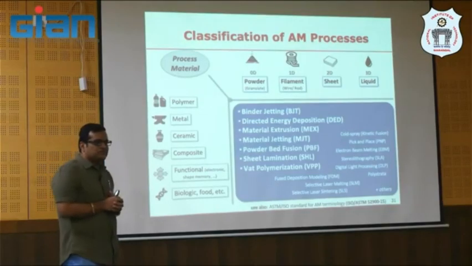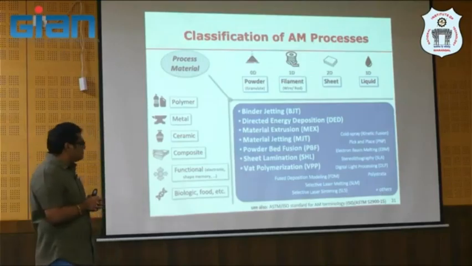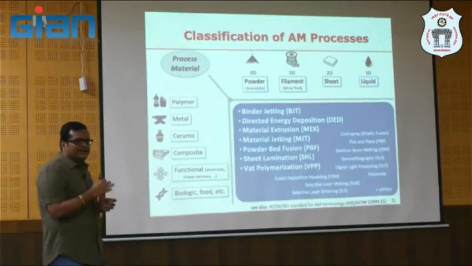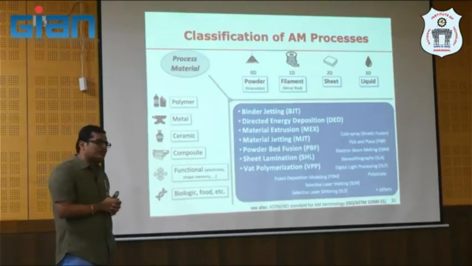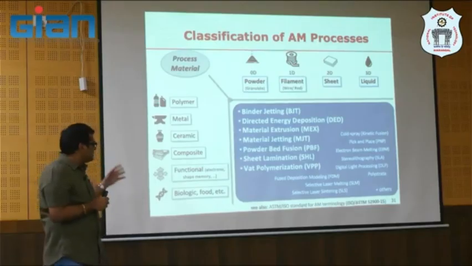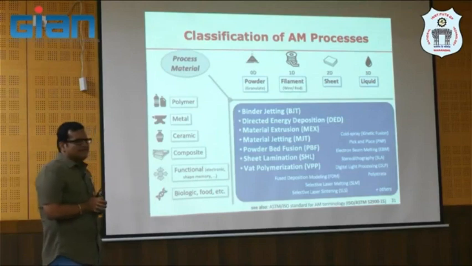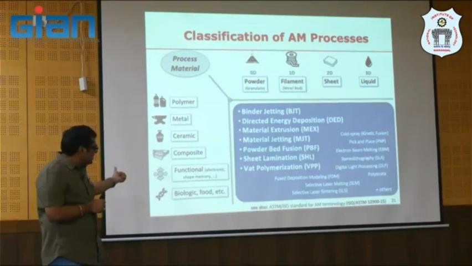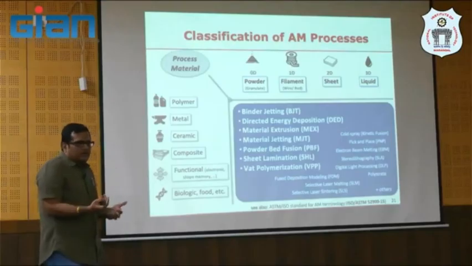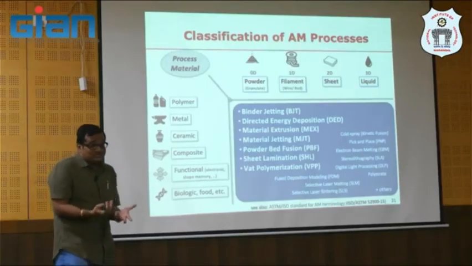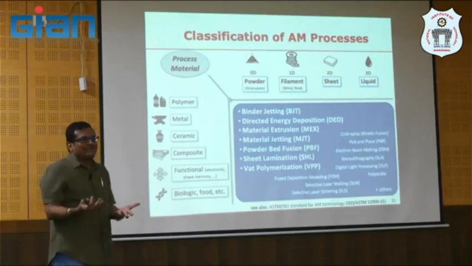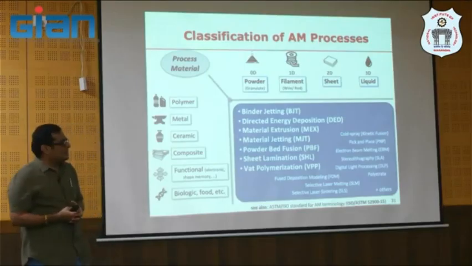And ceramics, of course, you can 3D print. Composites, again, it may be fiber reinforced or metal matrix, right? So you can always do composites. Not only the standard engineering materials classes, but you can even do functional, electronic, shape memory, biological, food, and even living cells could also be the material, right? That's what regenerative medicine is all about.